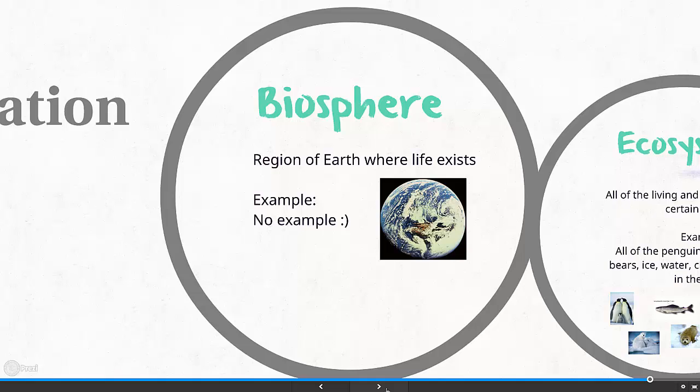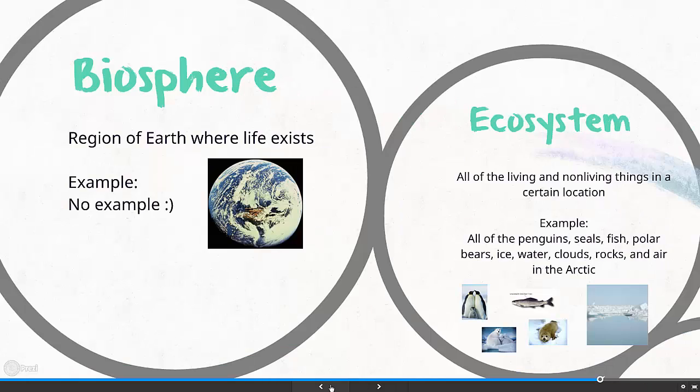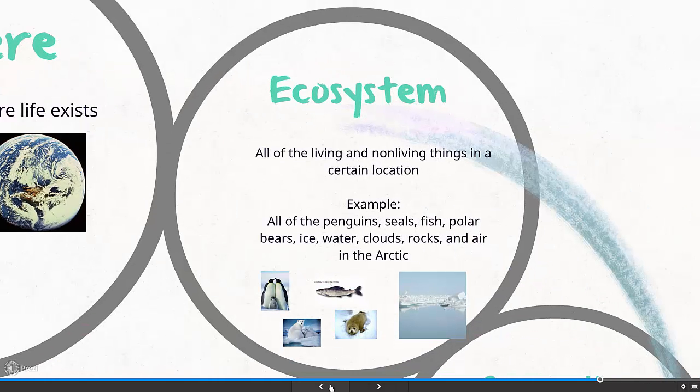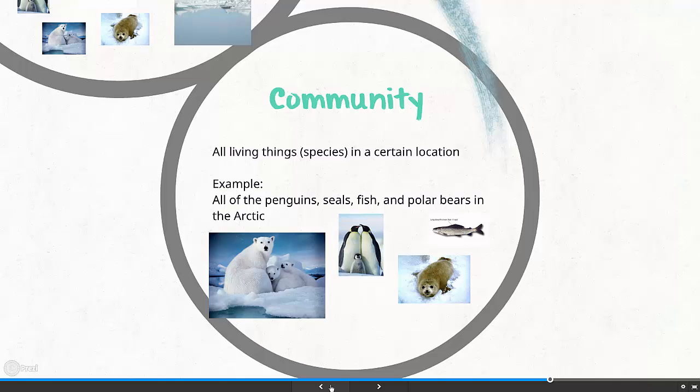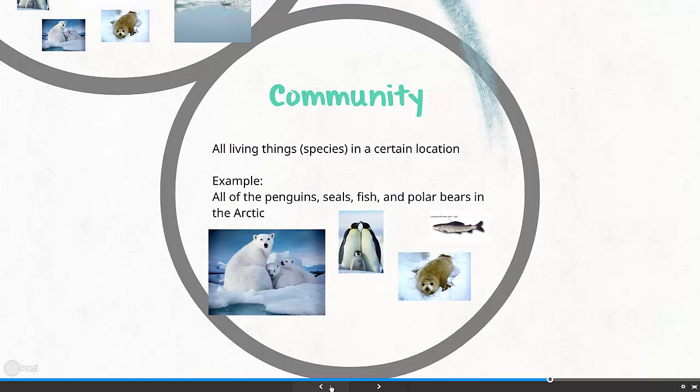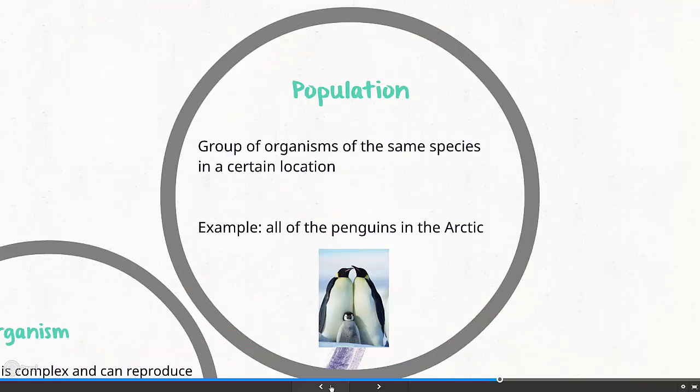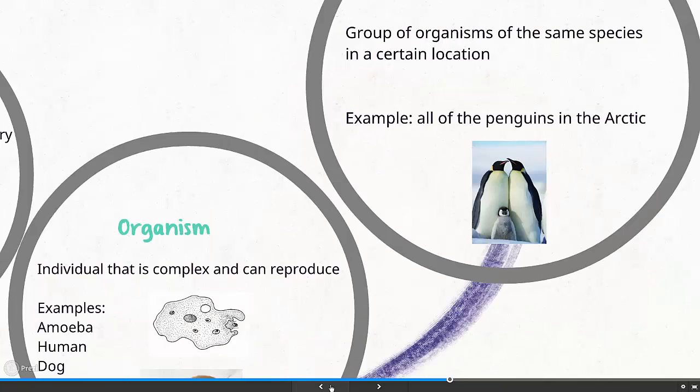So now I'm going to run backwards through these, going from big to small. The biosphere can be broken down into ecosystems, which are made of all the living and non-living stuff in a location. If you look at just the living things in that location, you're looking at a community. If you narrow that community down to just one species, you're looking at a population. If you narrow the population down to just one living thing in that group, now you're looking at an organism.